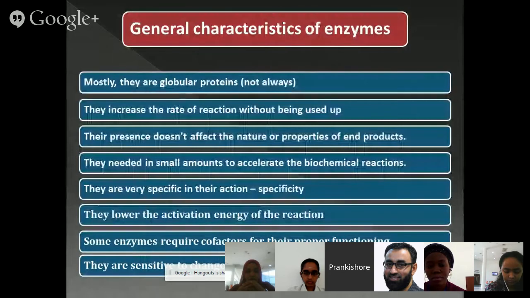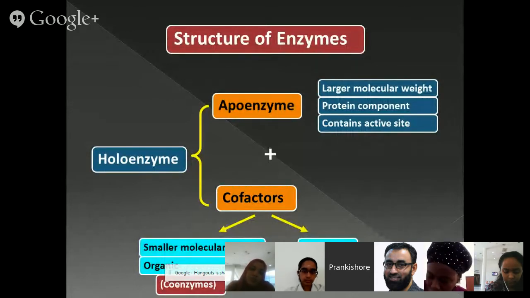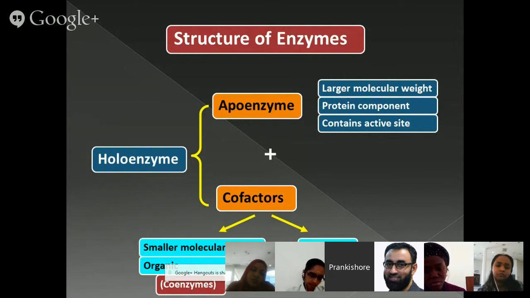They are sensitive to pH, temperature, since they are proteins. Let us look at the structure of enzyme. The protein component of the enzyme is generally referred to as apoenzyme. It is the larger molecular weight component of the enzyme and contains the active site.